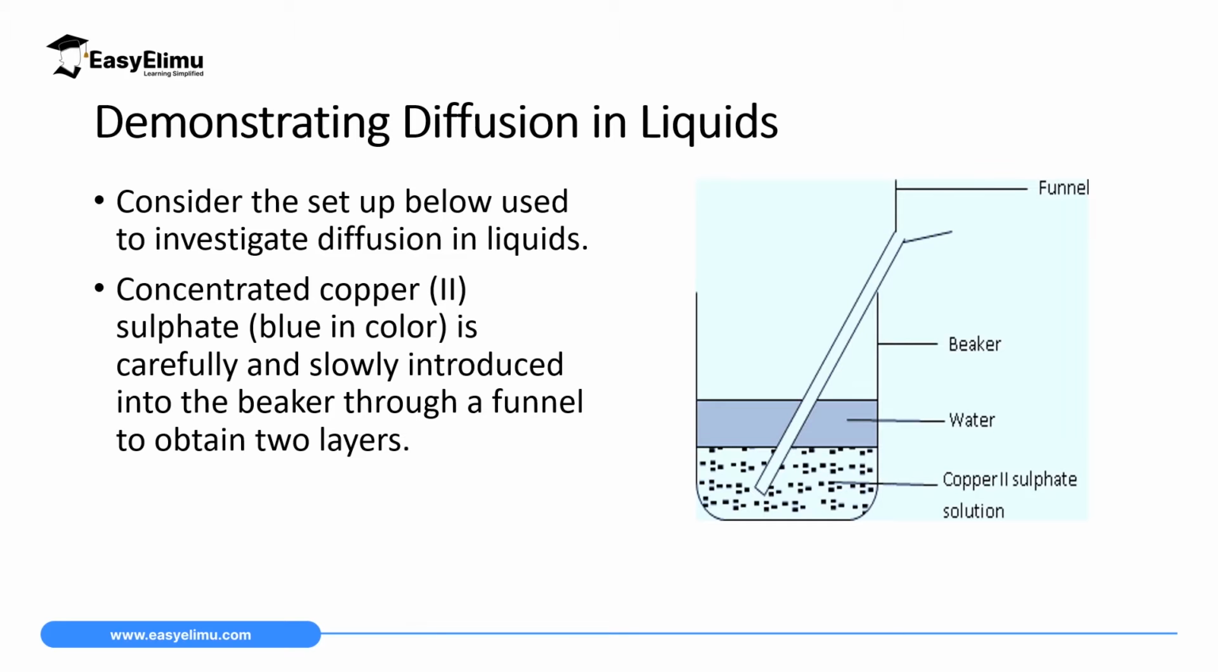You take a beaker and add some water inside. Then you take a funnel and, through this funnel, you deliver concentrated copper 2 sulfate solution. Concentrated copper 2 sulfate solution is a common solution used in chemistry, and it is blue in color. If you deliver it carefully to the base of the water, two layers will be formed: a layer of water and a layer of copper 2 sulfate.